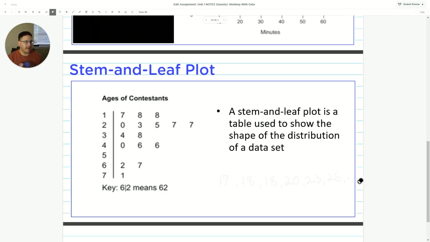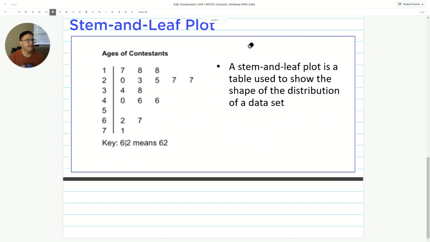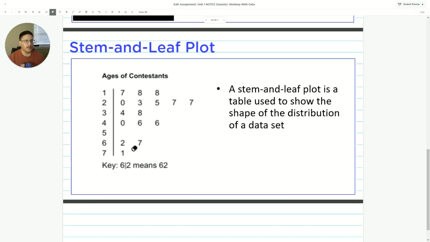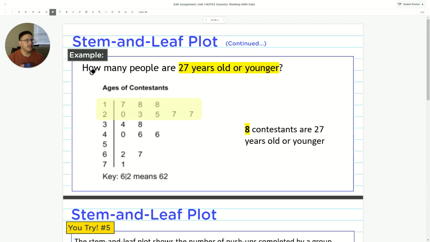Okay, now let's look at an example. And notice how they're all in order, by the way. Notice how they're all in order. For this example, how many people are 27 years old or younger? 27 years old or younger.